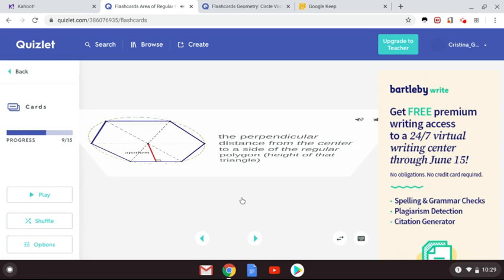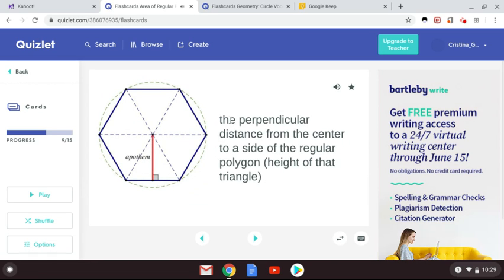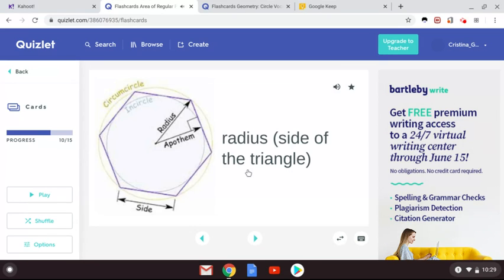Apothem: the perpendicular distance from the center to a side of the regular polygon, the height of that triangle. That's another important thing. In the textbook, they have different ways of describing the apothem, but here I really like how it's described. It's the height of one of the triangles set up here. So this is very important. This is the height, this is the apothem. R is the radius, the side of the triangle.